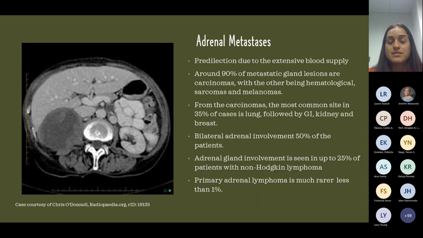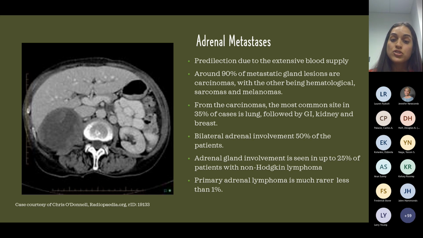What about adrenal metastasis? We know that the adrenal glands have a high blood supply, so the adrenal glands can be at risk of adrenal metastasis. Around 90% of the metastatic gland lesions are going to be carcinomas. We can also see hematologic sarcomas or melanomas, but the most common are going to be carcinomas. And from the carcinomas, the most common site is going to be the lung, around 35%, followed by GI, kidney, and breast. We can also see bilateral adrenal involvement, and this is going to be around 50%.